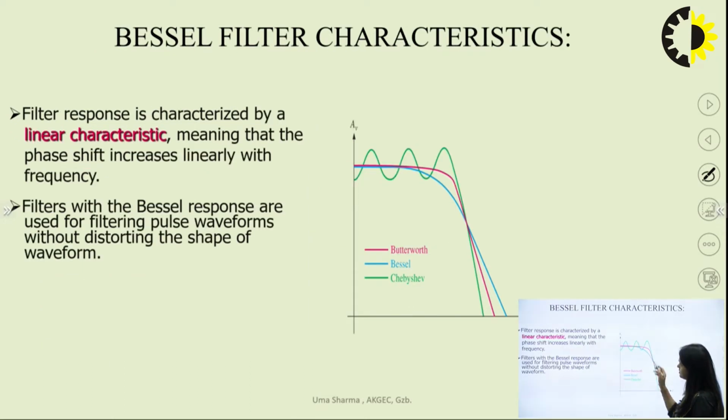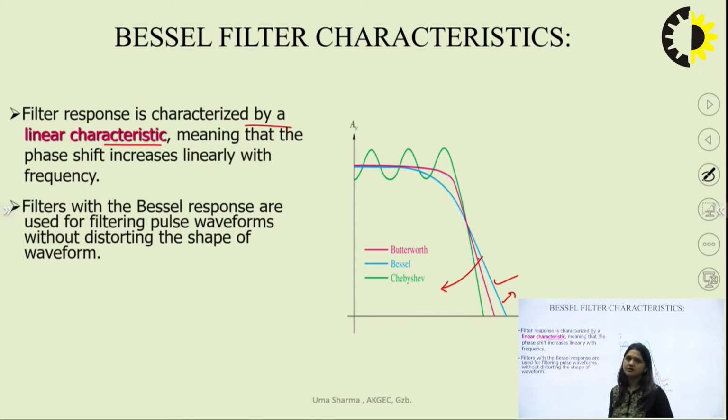Now just talk about the Bessel filter characteristic. Here you can see from the blue curve, in the stop band, the gain roll-off rate is less as compared to Butterworth and Chebyshev, which is not a desired characteristic. We want this graph to shift in this direction to meet the ideal filter response. Whereas in the pass band, there is a linear reduction in the gain. So this filter response is characterized by the linear characteristic.